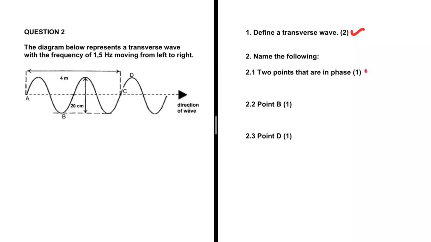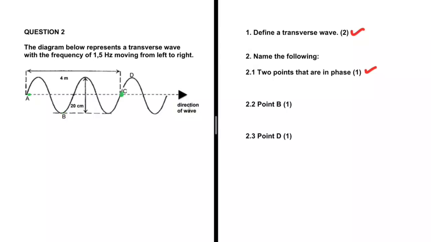Name 2 points that are in phase. Again, by definition, if 2 points are in phase, they have a whole number of wavelengths in between them. If there's one wavelength between the 2 points, they are in phase; 2, in phase; 3, in phase; 100, in phase, as long as it's a whole number of wavelengths in between the 2 points. So let's go ahead and take a look at our sketch. Between A and B, do we have a whole number of wavelengths? No, we don't. Between A and C, do we have a whole number of wavelengths?